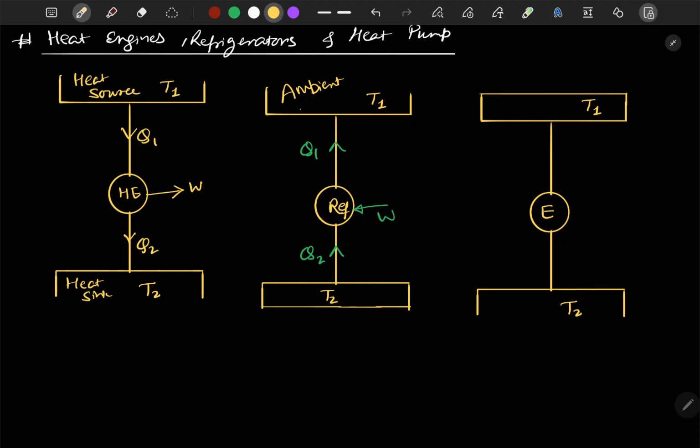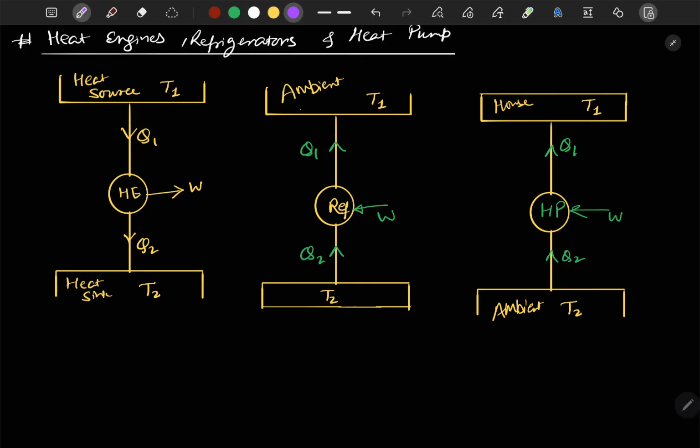And we have to maintain a higher temperature. Let's say this is your house, so that will be T1, and let's say this T2 will be here our ambient. Now the heat Q2 will be absorbed from the ambient, and heat Q1 will be supplied to your house, along with some work input W, and this is our heat pump.